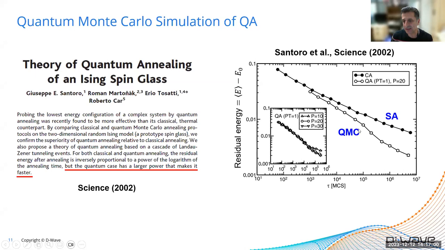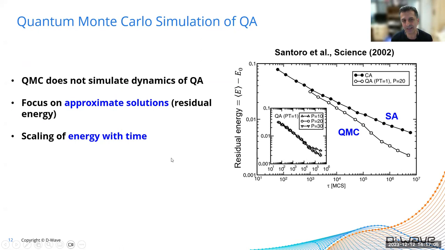And we know that quantum Monte Carlo does not simulate the dynamics of quantum annealing. So this work does not really tell you much about quantum annealing. It's a comparison between two classical algorithms.